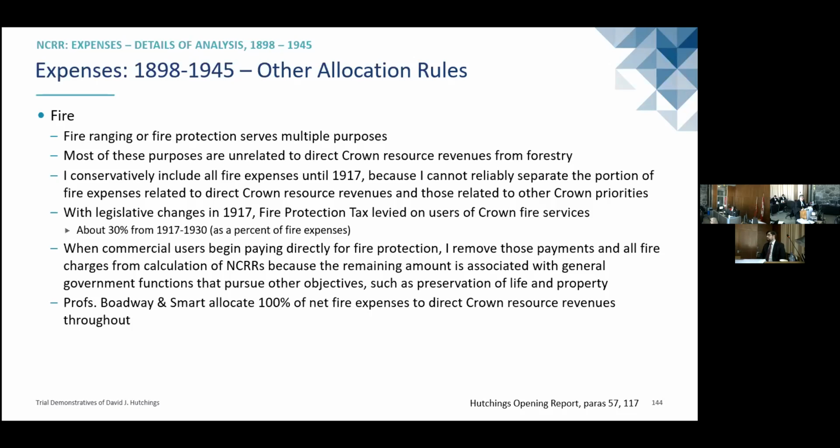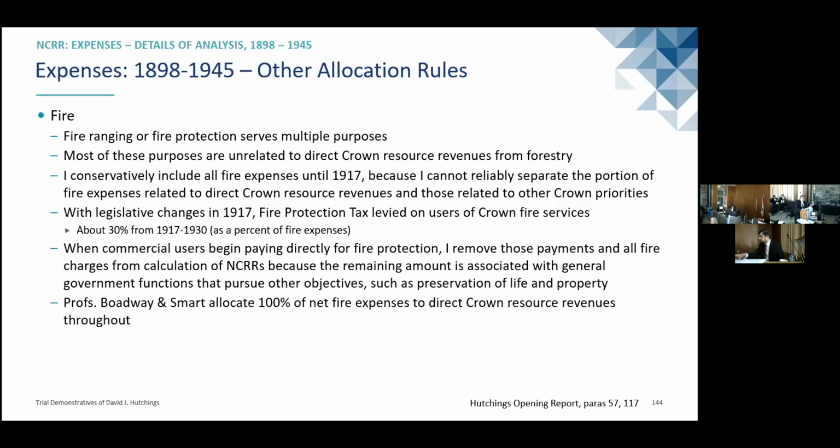Can I just ask, when you say from 1917 to 1930 they recover about 30%, is that recovery the fees that are charged, the tax? Or is that sales, or general taxes? No, that's the specific fire protection tax, or forest protection. It has a couple of different names, but this is the specific fire revenue, divided by fire expenses. I don't include in that stumpage payments or income taxes.